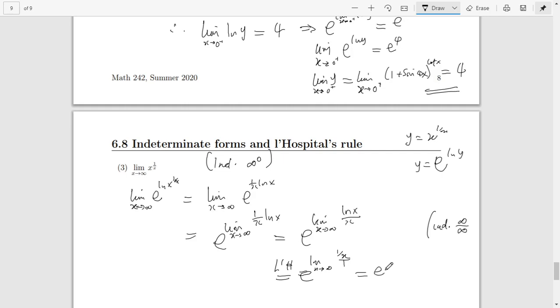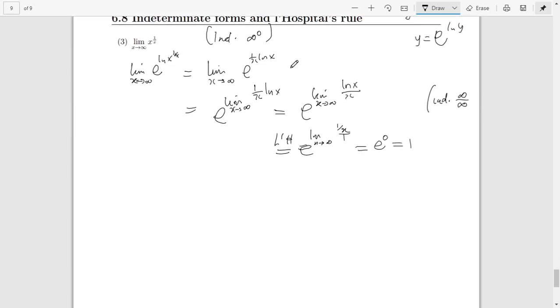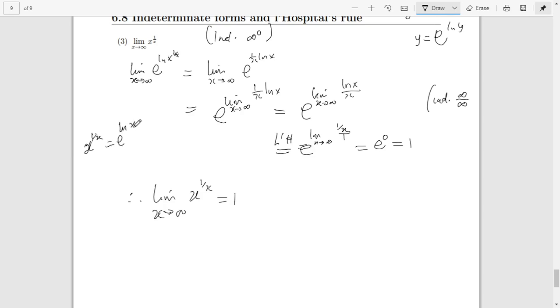So this will be equal to the exponential of the limit of this whole thing, which is 0, and the exponential of 0 is equal to 1. That tells me, in conclusion, that the limit as x tends towards infinity of x to the power of 1 over x is equal to 1. Now notice that I really didn't need to go back to taking the exponential, because from the onset I just used the idea that x to the power of 1 over x is the exponential of the natural log of x to the power of 1 over x. So that's the idea I used.